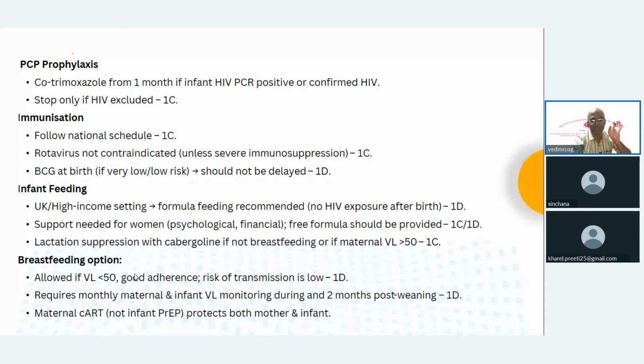Now breastfeeding options. Breastfeeding may be allowed if viral load is less than 50, there is good adherence, and the risk of transmission is low. It requires monthly maternal and infant viral load monitoring during breastfeeding and for 2 months post weaning. And maternal cART, not the infant PrEP, protects both mother and infant. So the mother should be on cART. That will protect both mother and infant, even if she is breastfeeding. But that is for viral load less than 50.